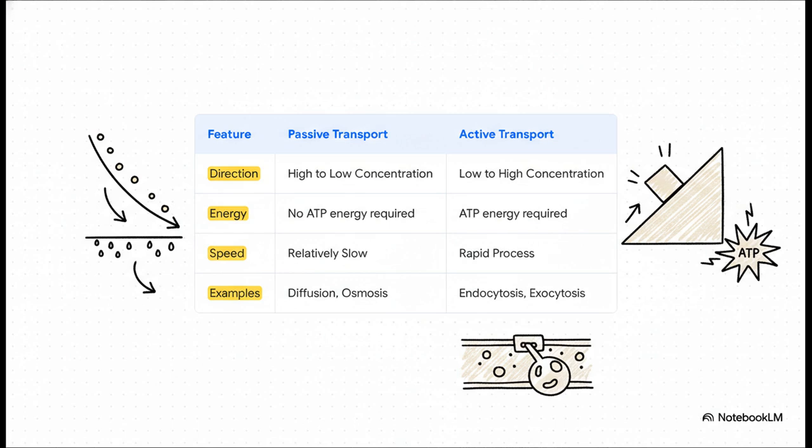But then you have active transport. This is the complete opposite. It's like pushing that ball uphill. You're going against the grain, from low concentration to high. And that takes a lot of energy, which the cell pays for with a molecule called ATP.